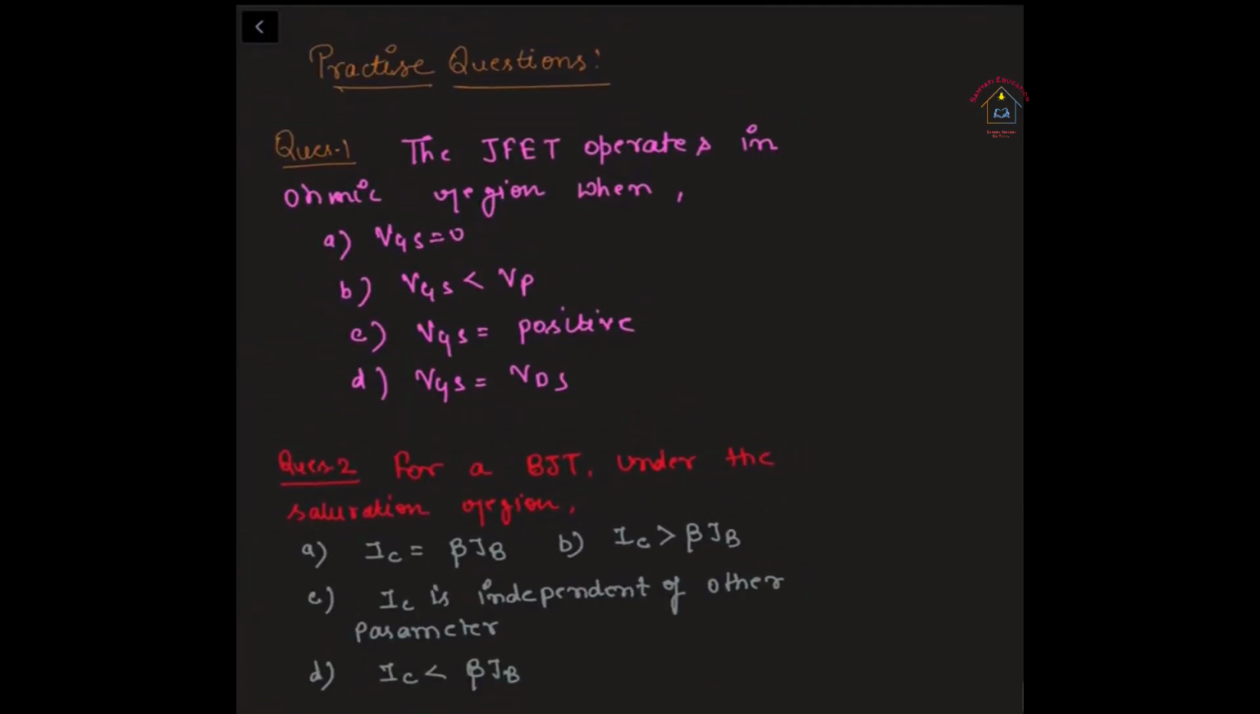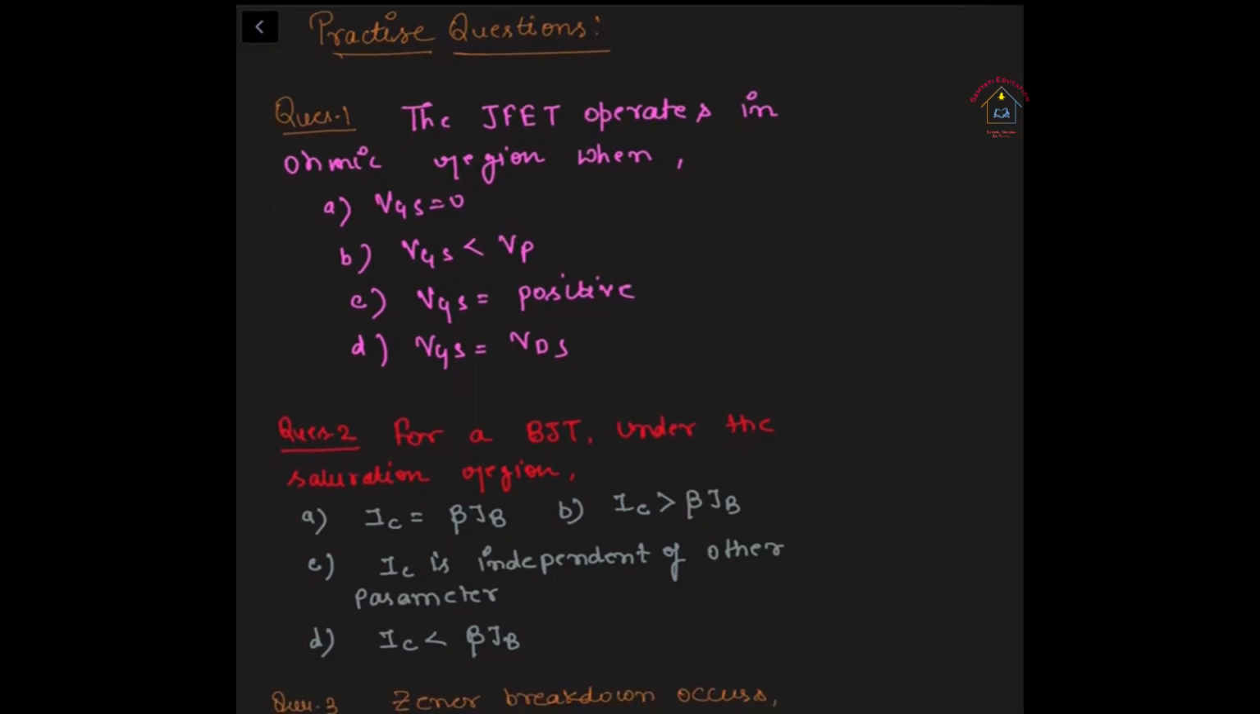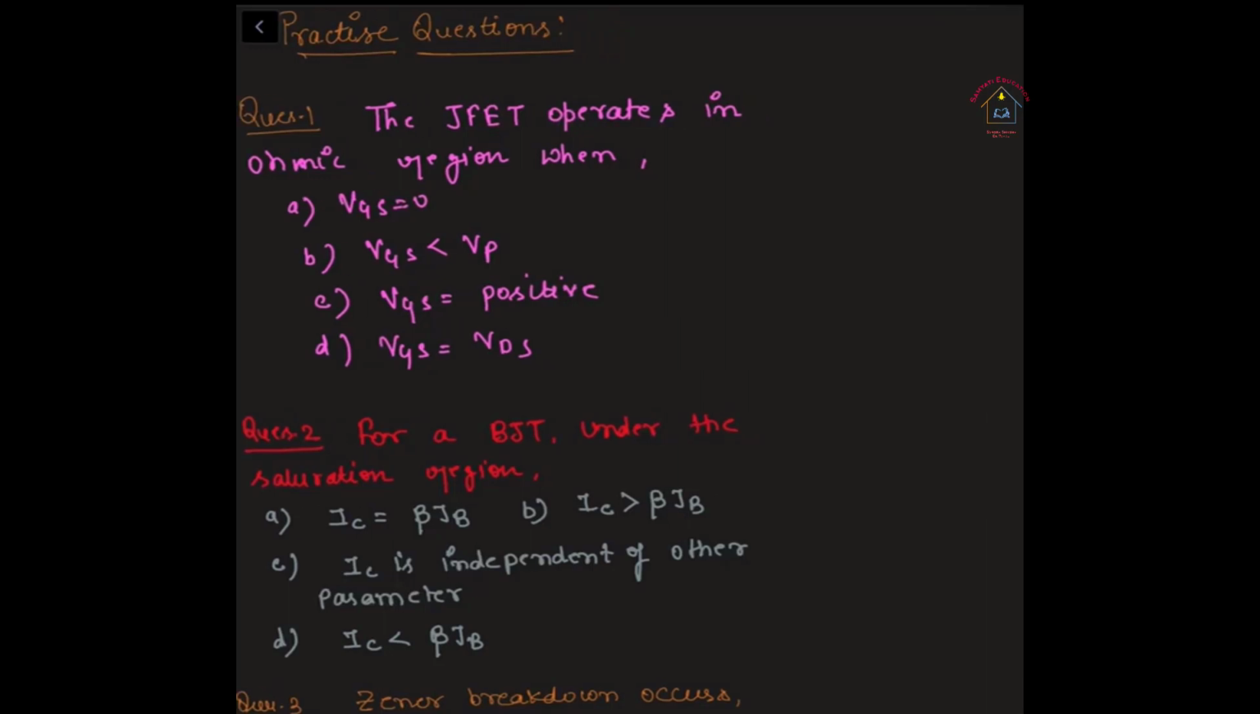So today we are going to do some practice questions that all are related to electronic devices. So first question is, the JFET operates in ohmic region when? We have to tell the conditions in this question when JFET starts to operate in ohmic region.